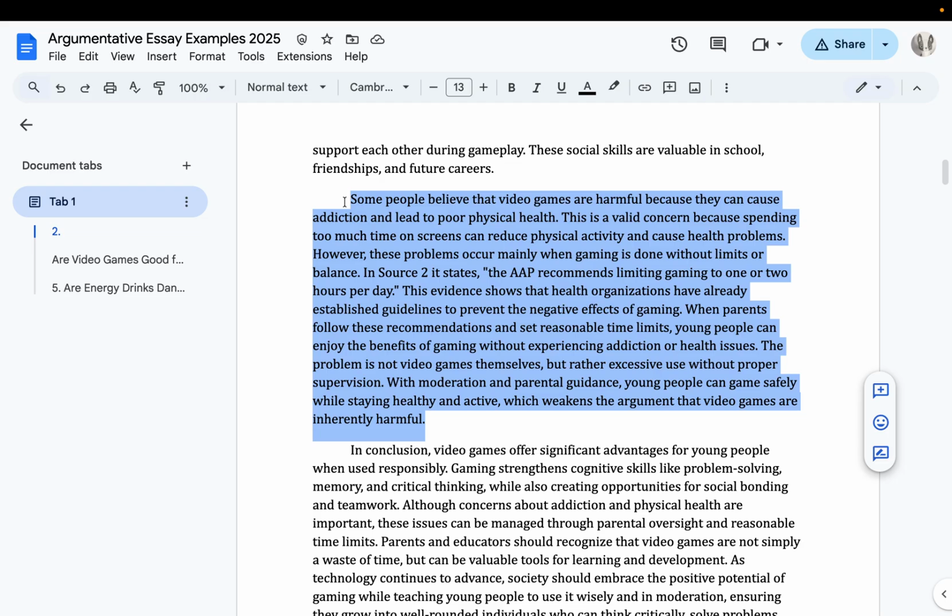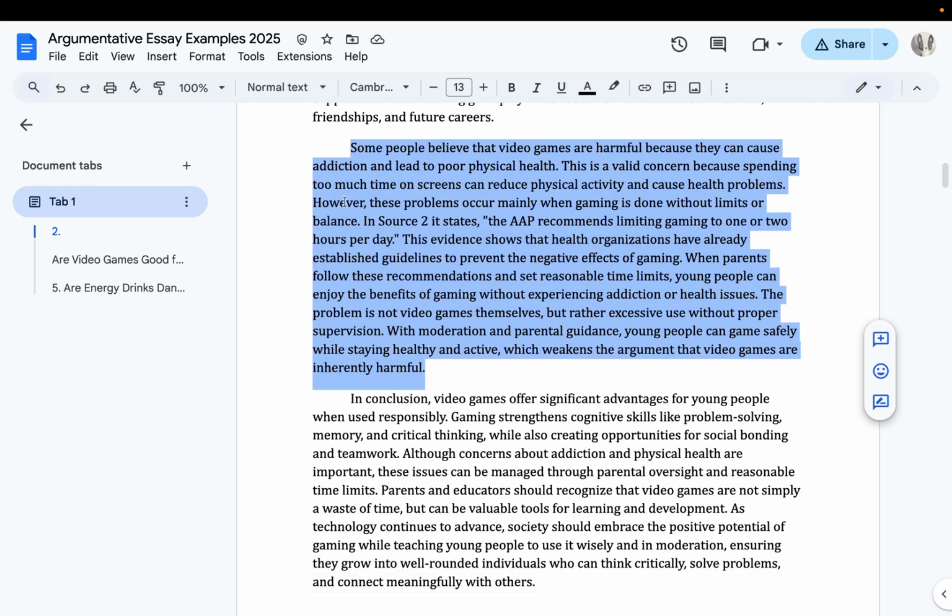Good rebuttal. In source 2 it states, the AAP recommends limiting gaming to 1 or 2 hours per day. This evidence shows that health organizations have already established guidelines to prevent negative effects of gaming. When parents follow these recommendations and set reasonable time limits, young people can enjoy the benefits of gaming without experiencing addiction or health issues. So yes, video gaming can be a problem, but only if it's done with unlimited time.